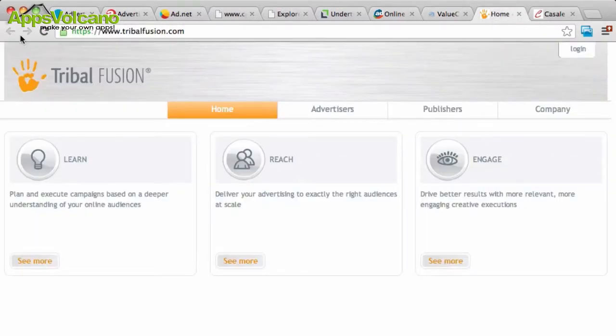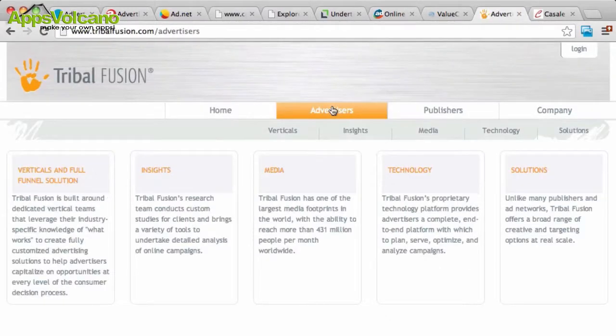The next one we'll take a look at is Tribal Fusion. Tribal Fusion I haven't heard too much about, but we did some research on it, and it turns out a lot of big companies use them. They can drive a lot of different traffic for you. So they would be a company that's worth checking out.